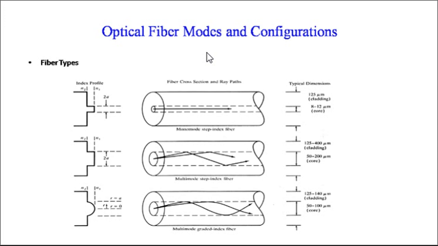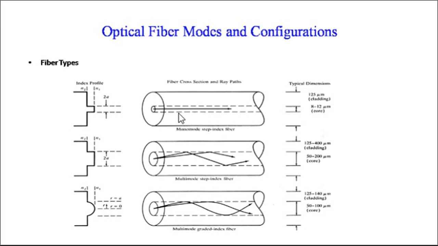So basically, two commonly used fiber types. First one is step index fiber and second type is gradient index fiber. These two types depend upon variation in the material composition of a core.